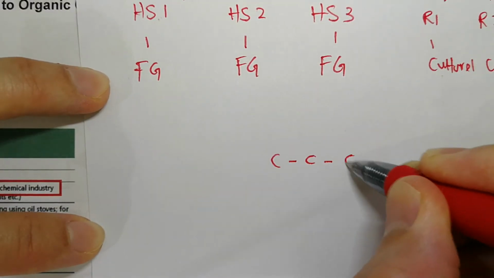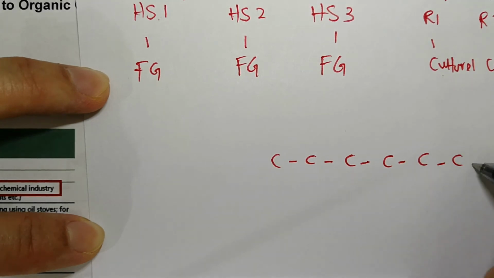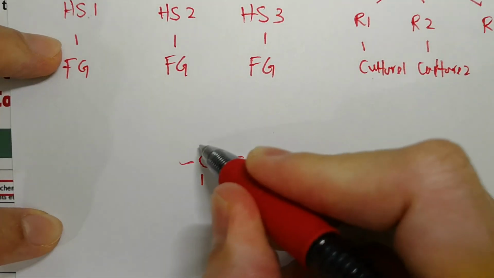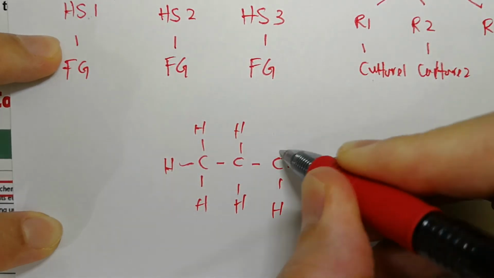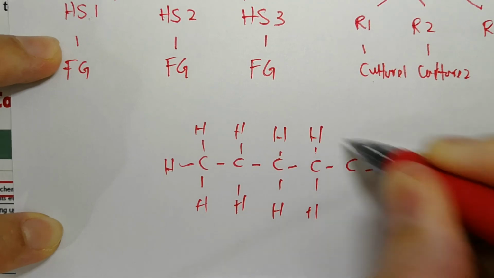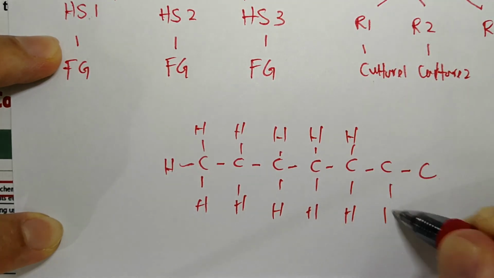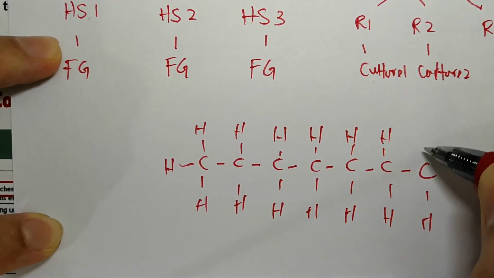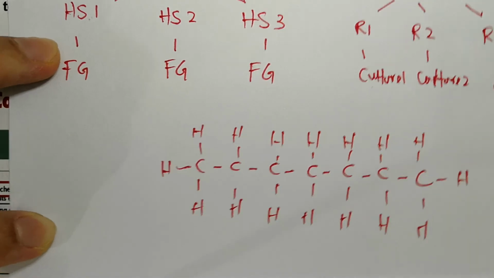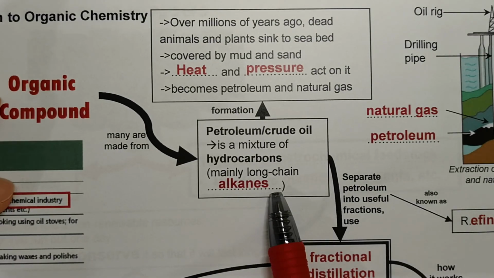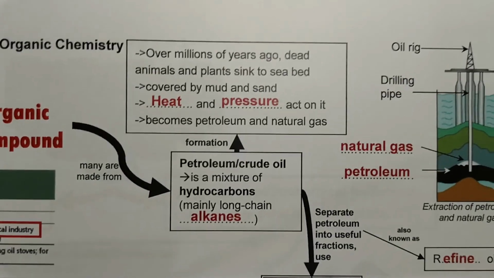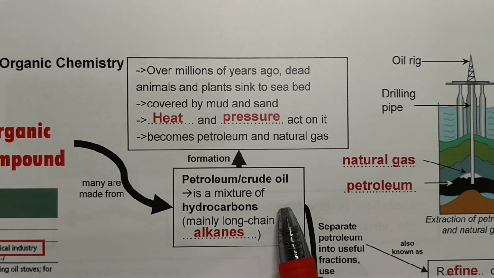So this would be an example of a long chain alkane. All these are hydrogen, many carbon atoms, long chain. So petroleum and crude oil are made up of a mixture of long chain alkanes. Now, how are petroleum and crude oil formed?